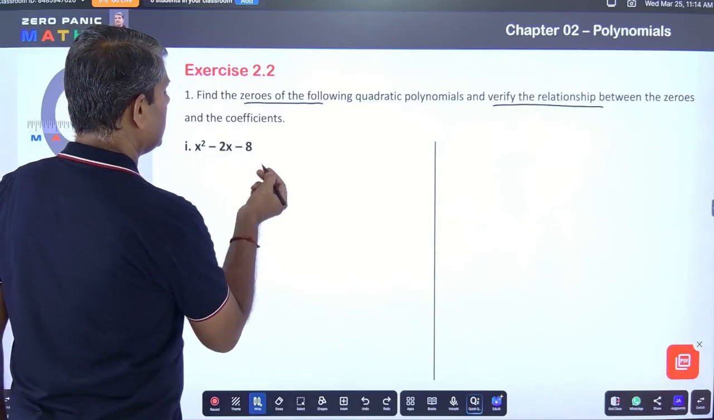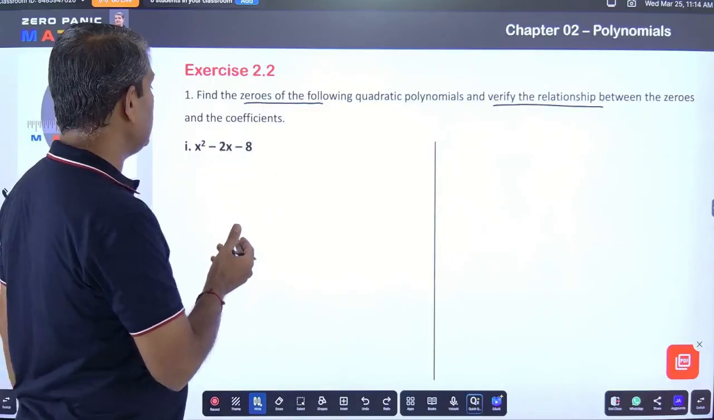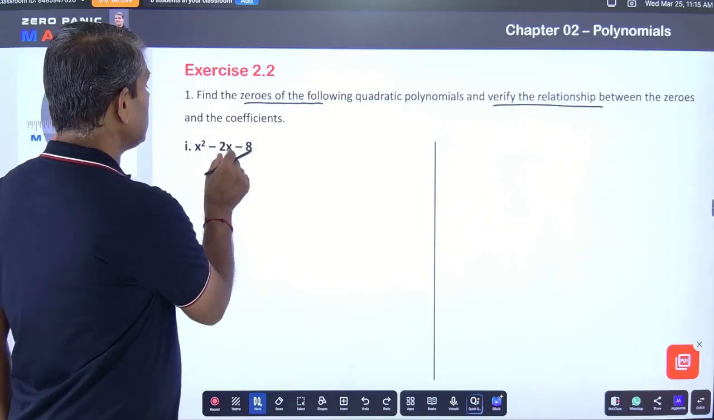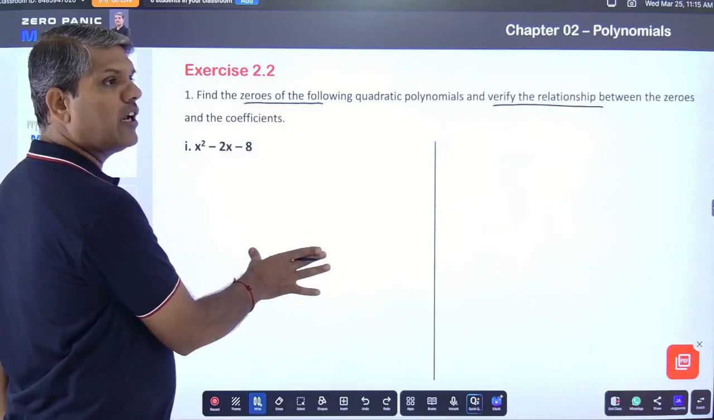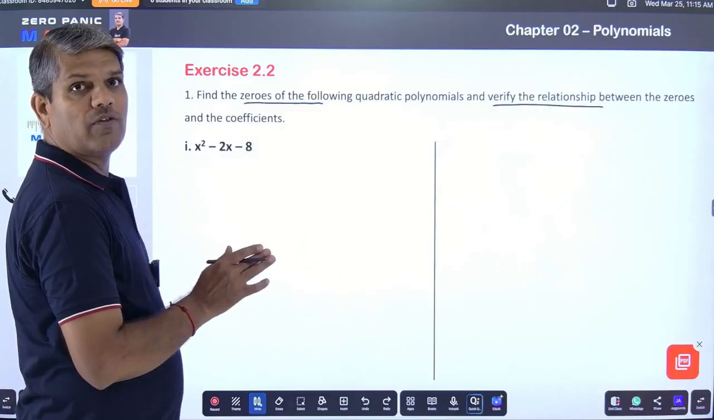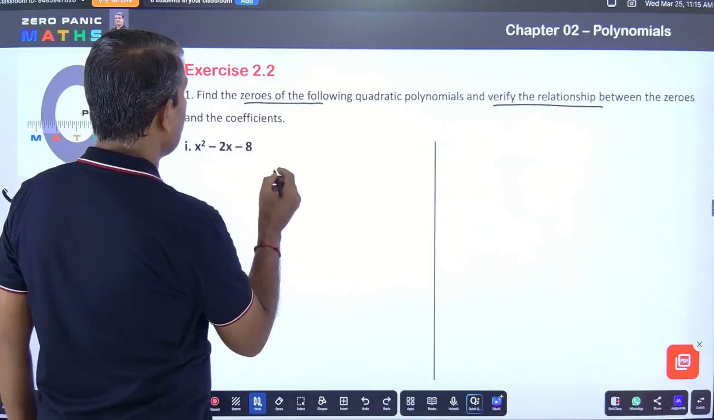Start with splitting the middle term. We have discussed this kind of problem already. Split the middle term and factorize the given quadratic polynomial to find the zeros of the polynomial first. Now let us split this. How do we split this?